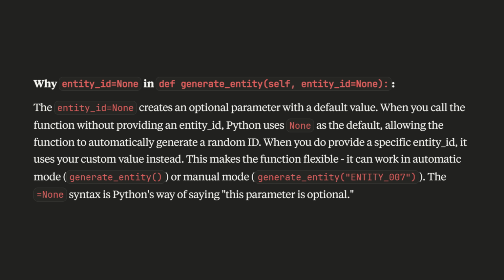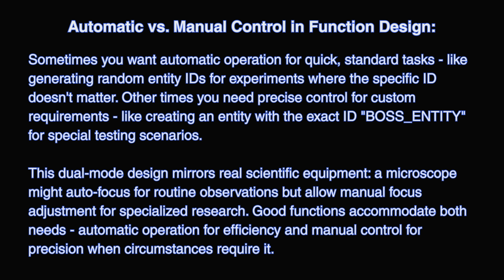You can call it in two different ways. You could write generate_entity with the parentheses and no entity ID, and the function will automatically generate an ID like entity_001, for example. Or you could write generate_entity, and inside of the parentheses, you could put the word custom_entity inside of quotes to specify your own custom ID.